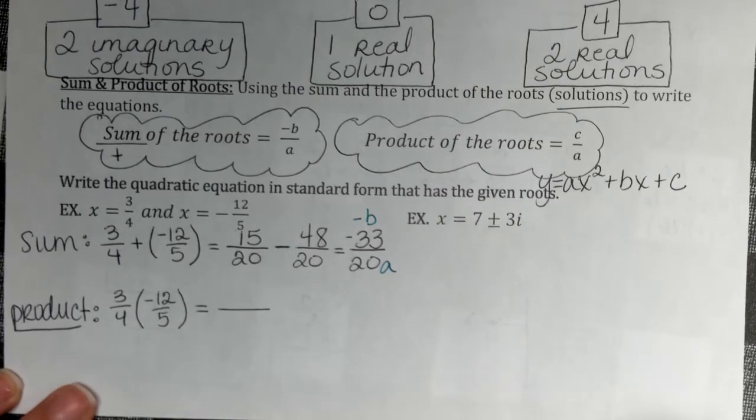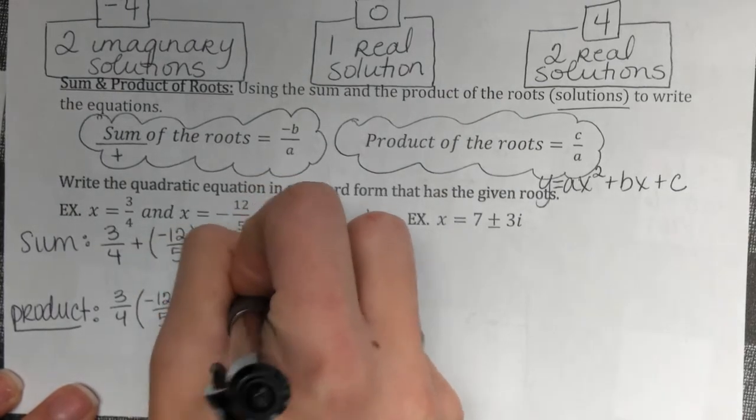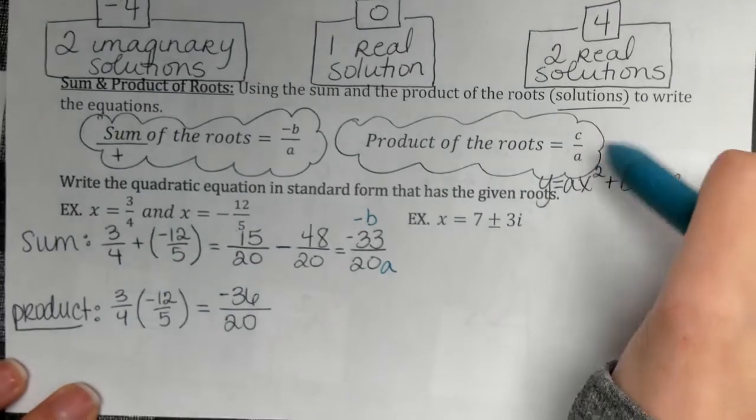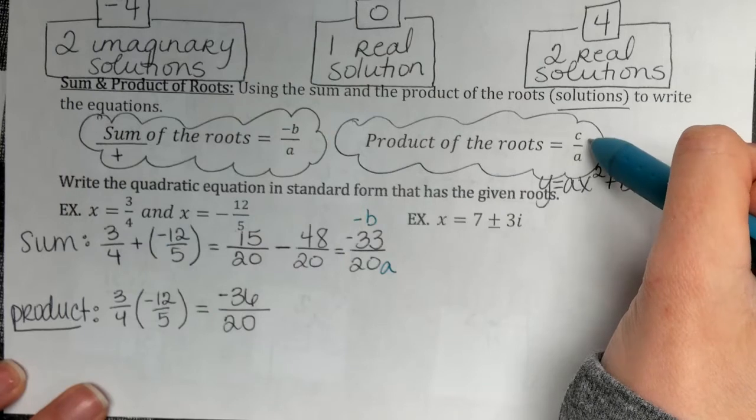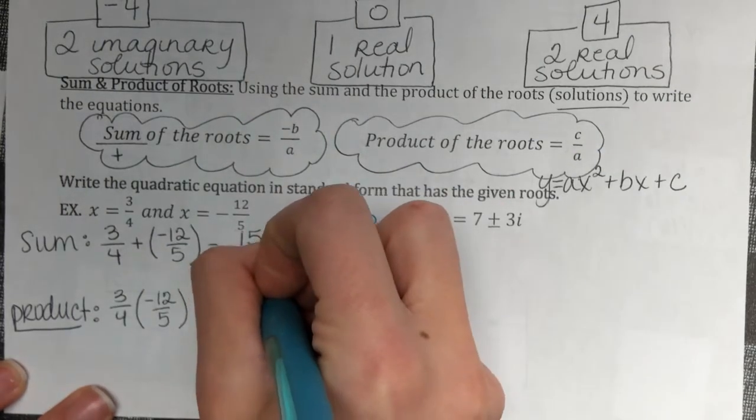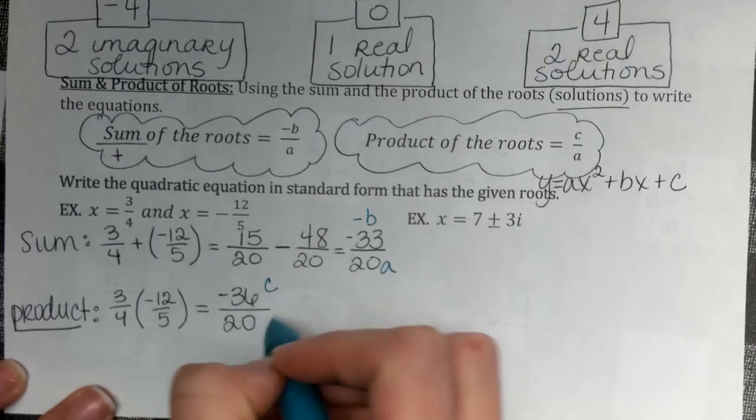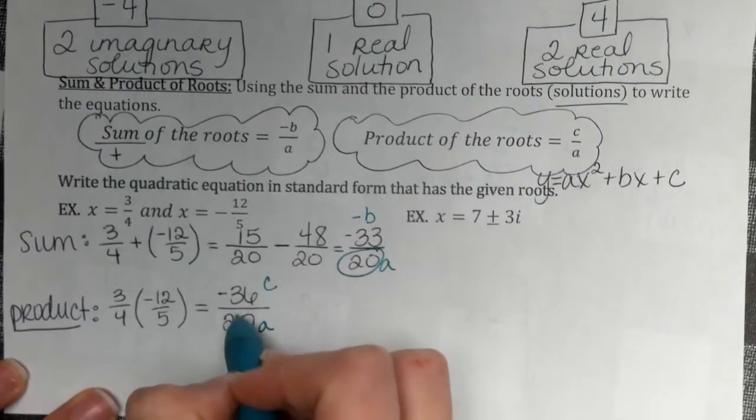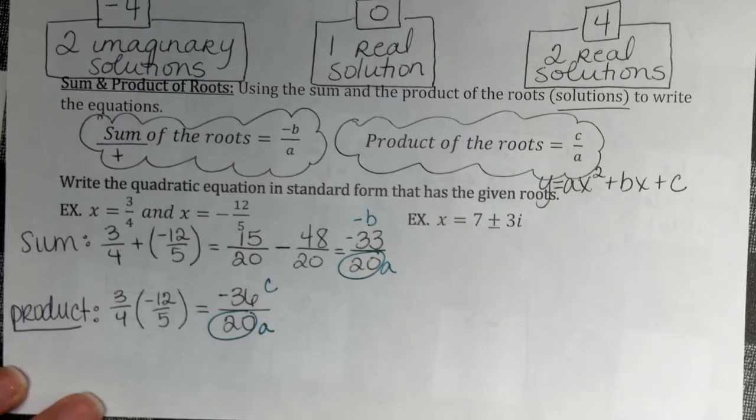What's that going to give me? Okay, well my formula tells me the product of the roots is c over a. So that tells me that negative 36 is c and 20 should be a. Now, do my a's match? Yes. If they don't, you're going to have to manipulate them, get that common denominator so that your a is the same. Okay?